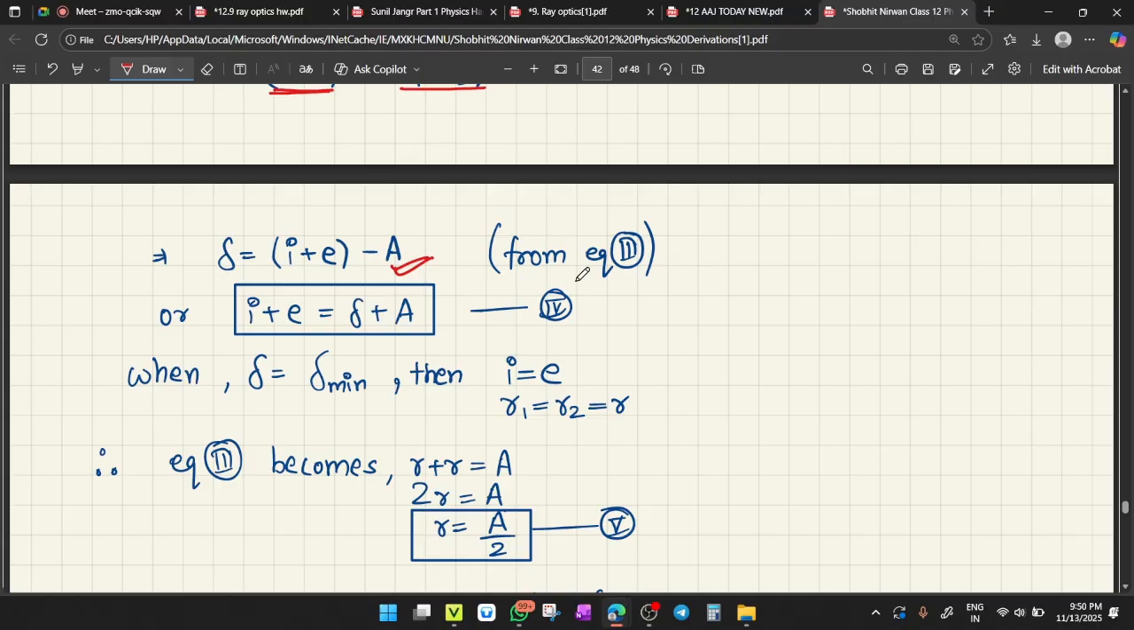So I plus E equals delta plus A. Make A this side, transpose. So I plus E equals delta plus A.